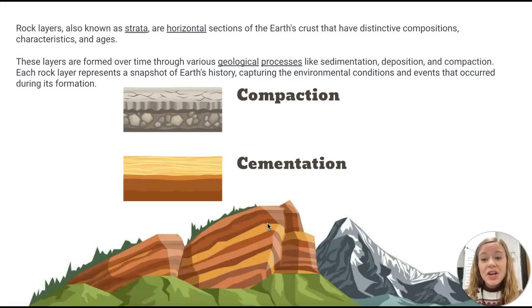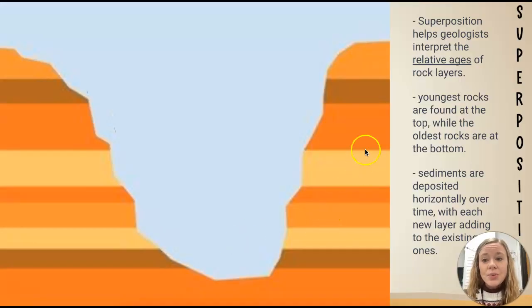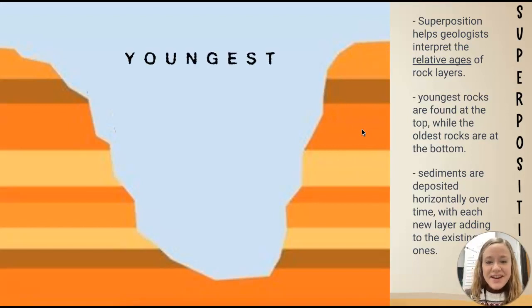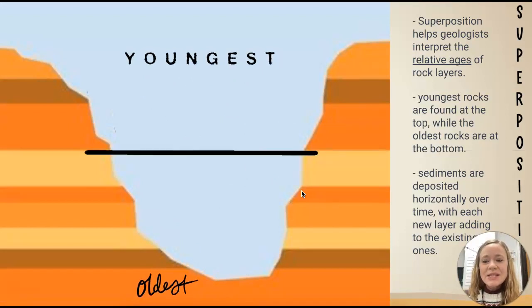So we can look at these layers of rocks and rock formations in order to better understand Earth's history and different geological processes. Through the process of superposition, geologists understand the relative ages, so how old a rock layer is. We know that the youngest rocks are at the top and the oldest rocks are found at the bottom of different rock formations. And the sediments are deposited horizontally over time, adding new layers to the existing ones.